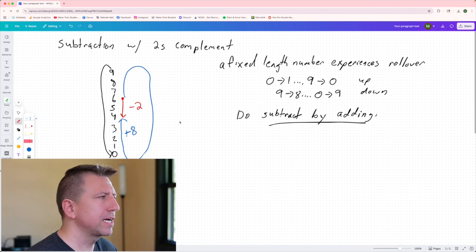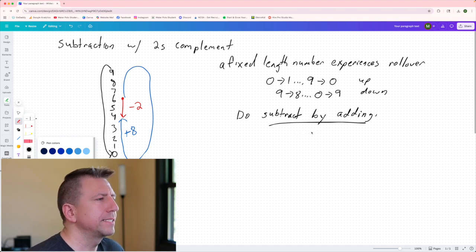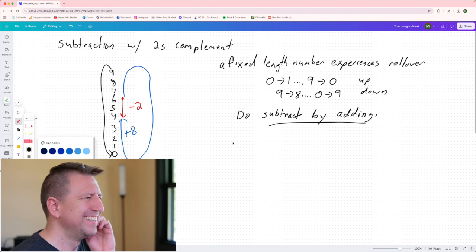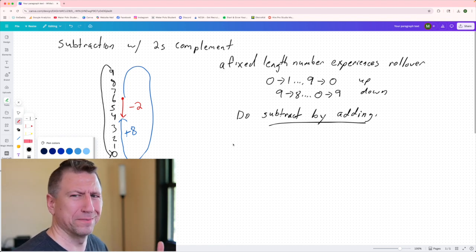And what 2's complement does for us, 2's complement, it... Oh, this is nice. It has a document colors right there. I didn't know that. This is cool. I'm excited. I'm learning some new stuff.